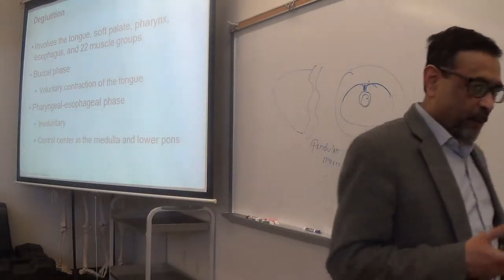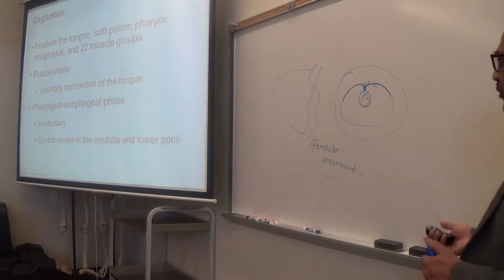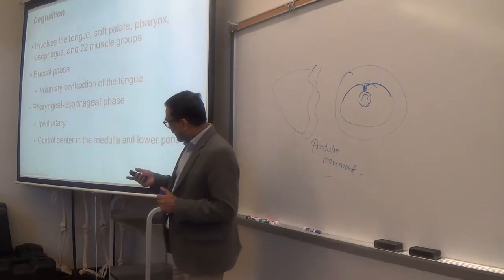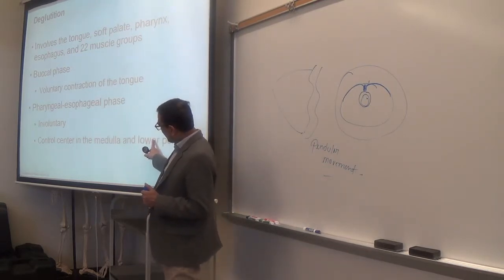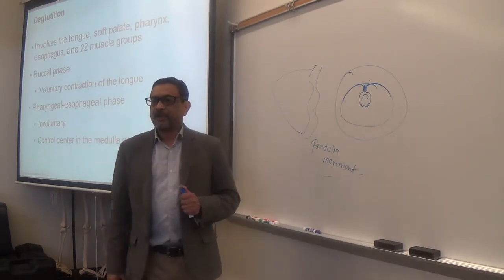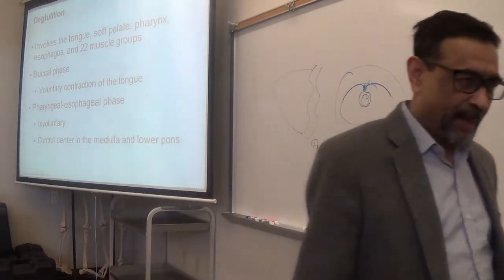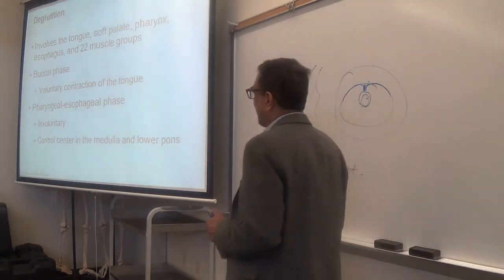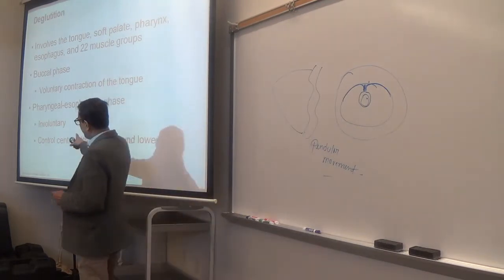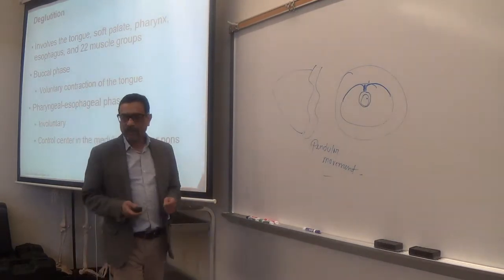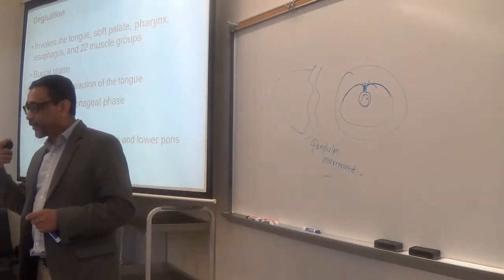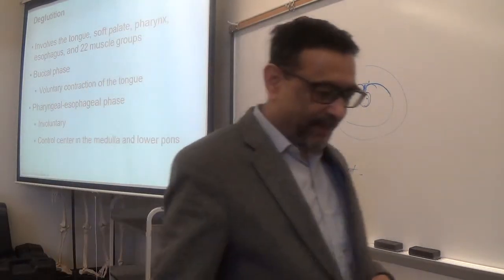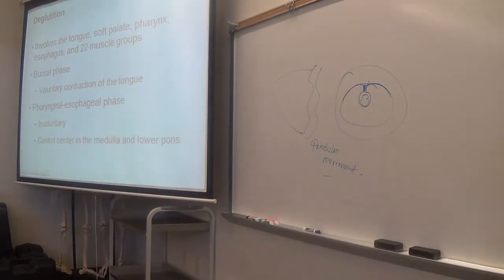So the swallowing or deglutition has two phases. The buccal phase is voluntary and the pharyngoesophageal phase is involuntary. Since it is involuntary, a brain center present in the brainstem, the medulla and the lower pons, regulates the involuntary second part. Okay? Which control center does? A control center that is present in the medulla and pons. That center of your brain regulates the involuntary part.